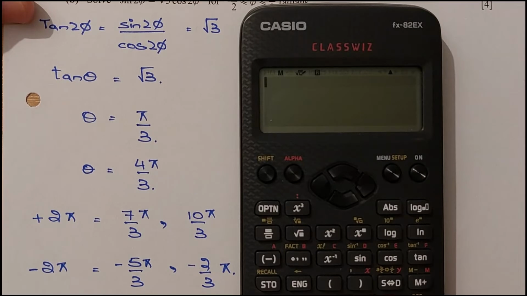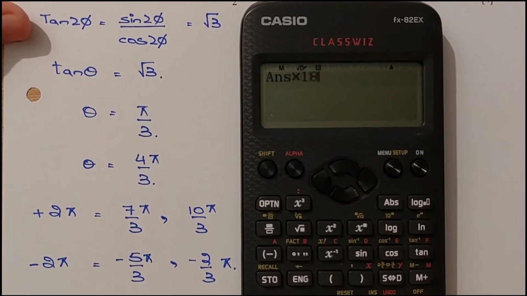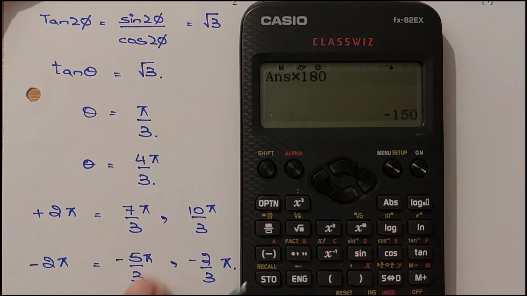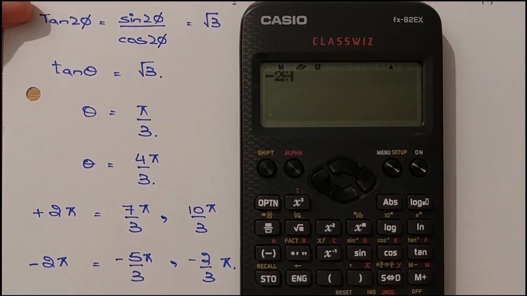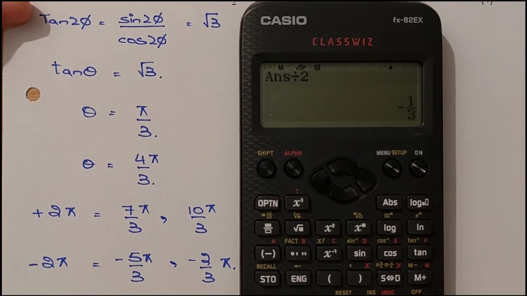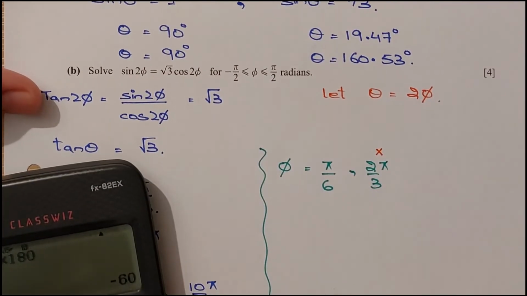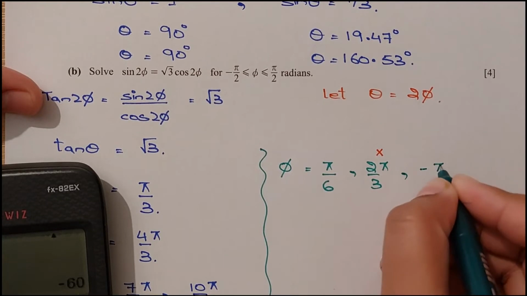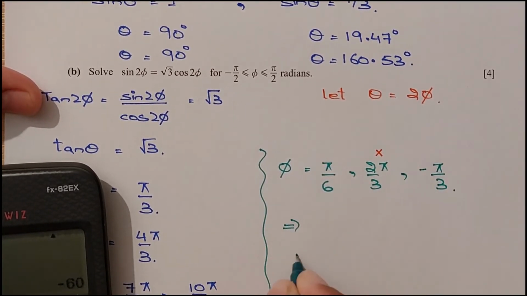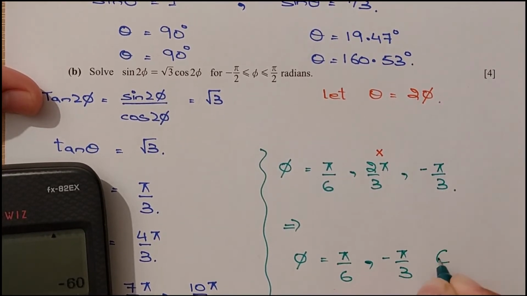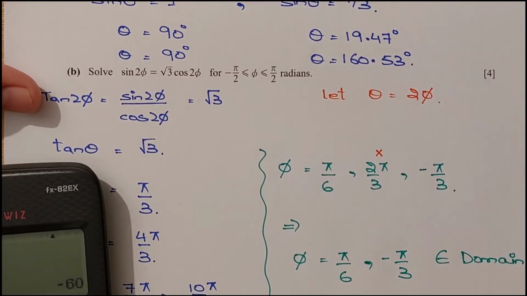Okay, so minus 5 divided by 3, dividing by 2, so minus 5 pi by 6. And if I times it by 180, this is minus 150. This is also not in the given domain. Minus 2 by 3 divided by 2 is minus pi by 3 and times by 180, this is negative 60. This belongs to minus 90 to plus 90. Yes, minus pi by 3. So we can say that the only values of phi are pi by 6 and minus pi by 3. That belongs to the domain. It lies between minus pi by 2 and plus pi by 2.